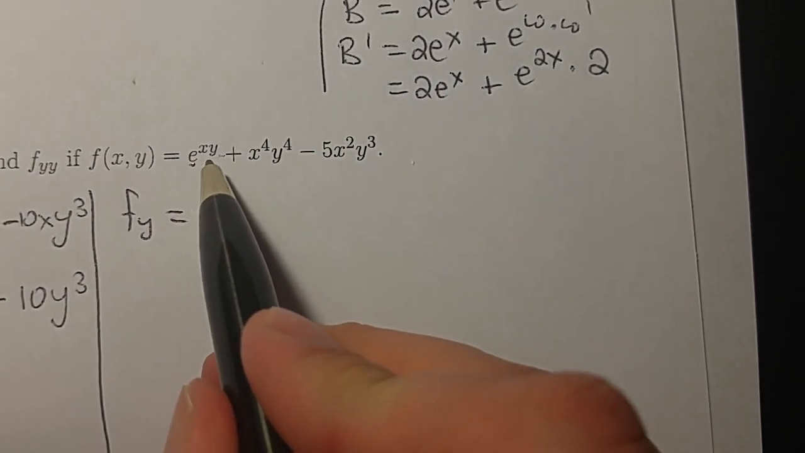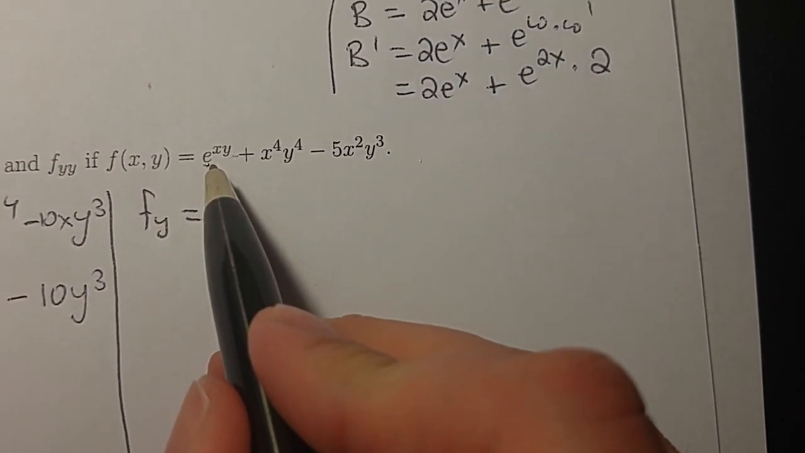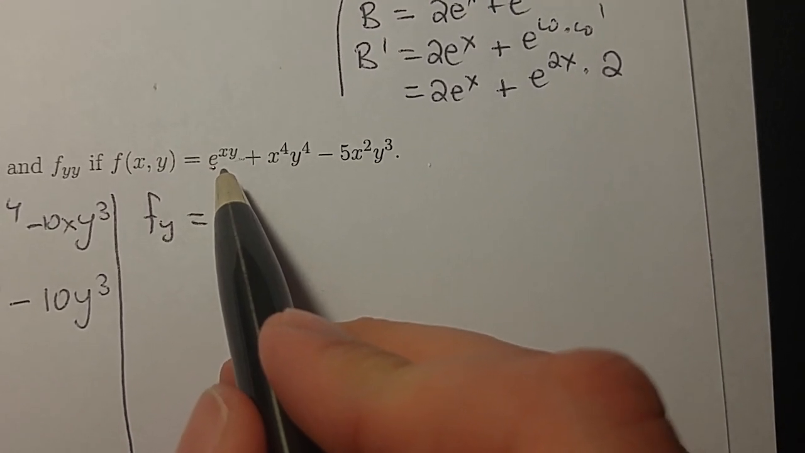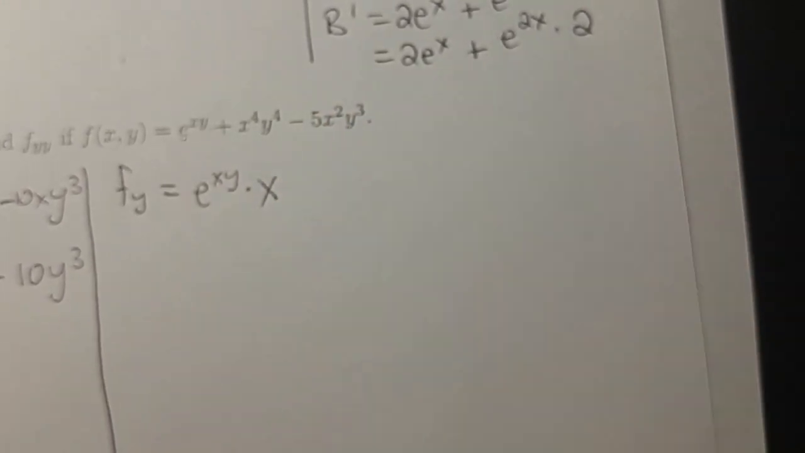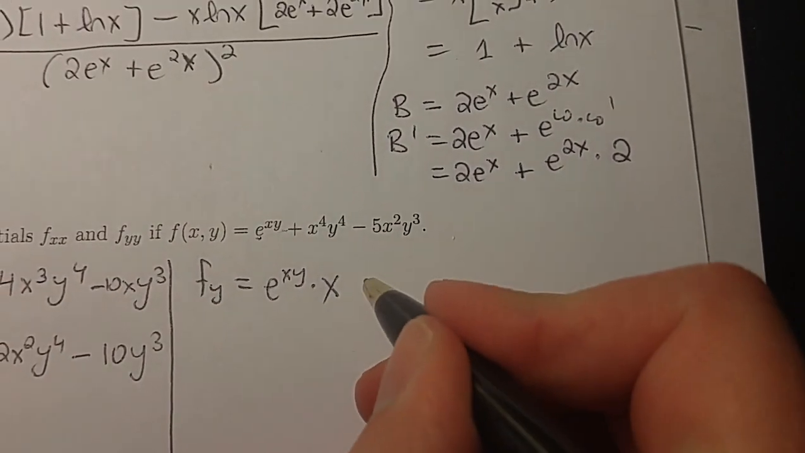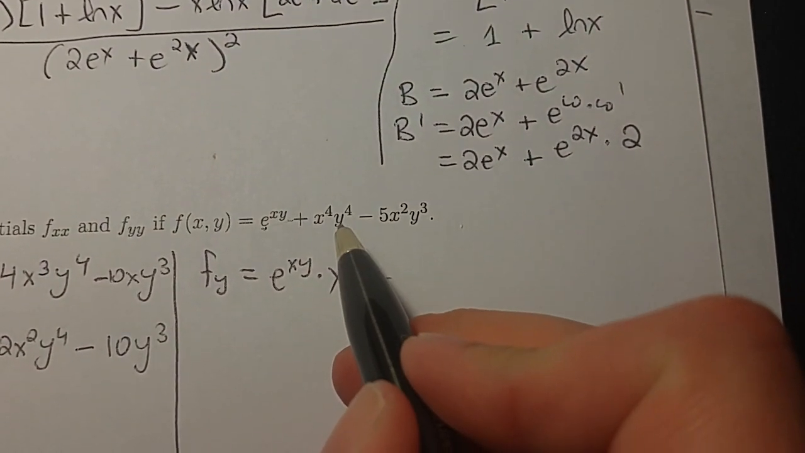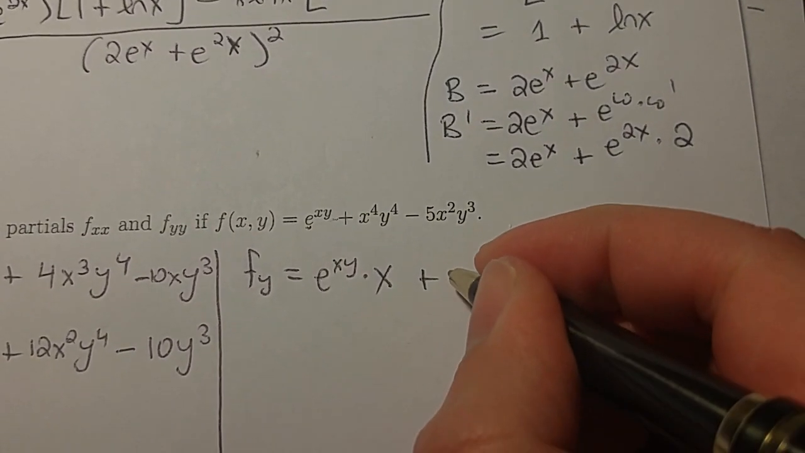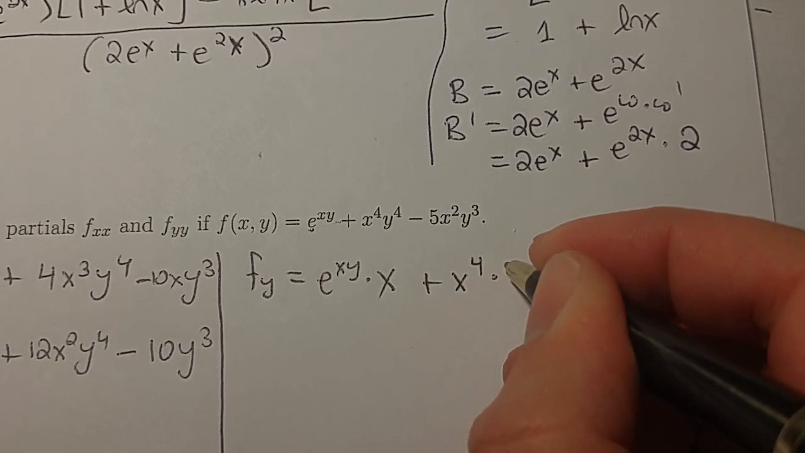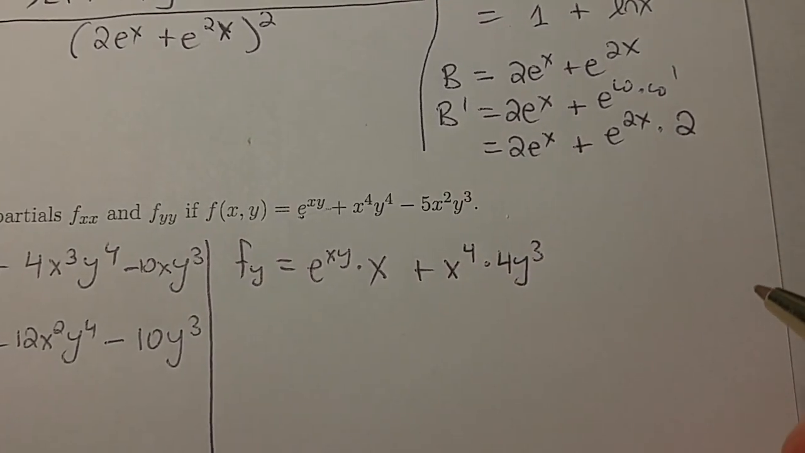This is e to like 3y. Taking the derivative of e to the 3y, we're going to get e to the 3y times 3. So e to the xy times x. Now we do a similar thing we did to the previous side. We have constant times y to the 4. When we take the derivative of that, we're going to get a constant multiplied by 4y to the 3.